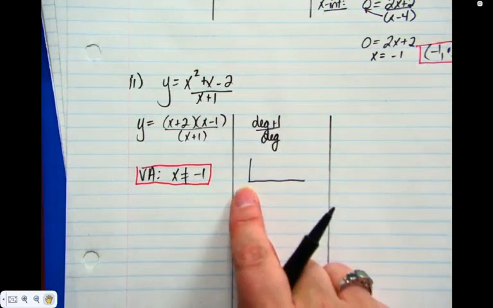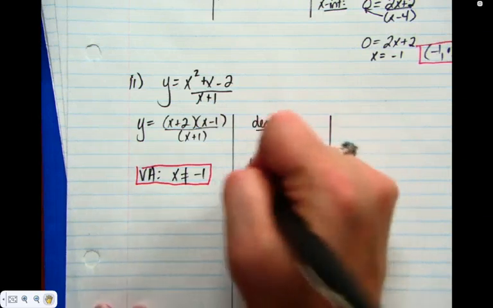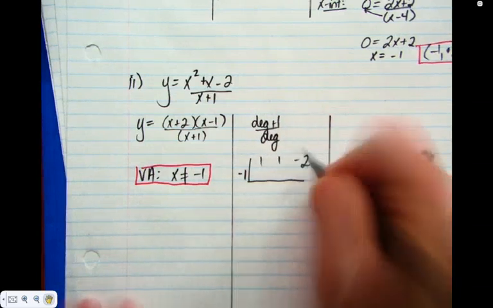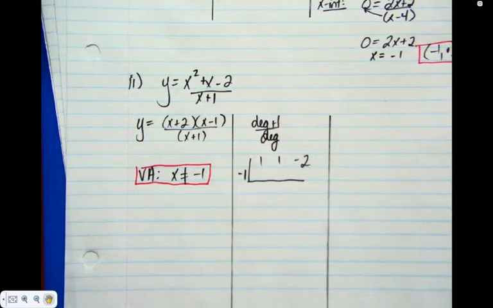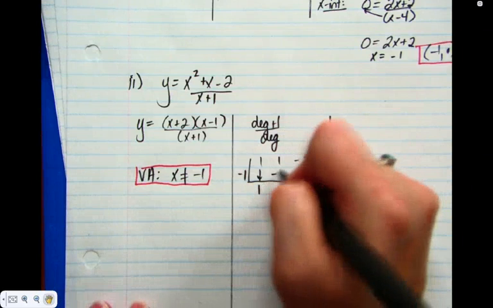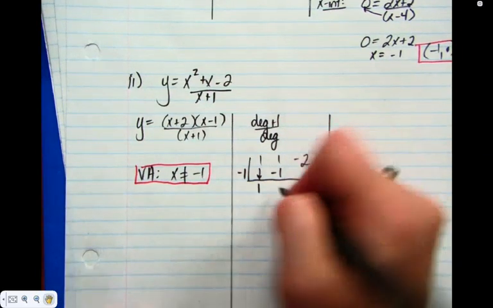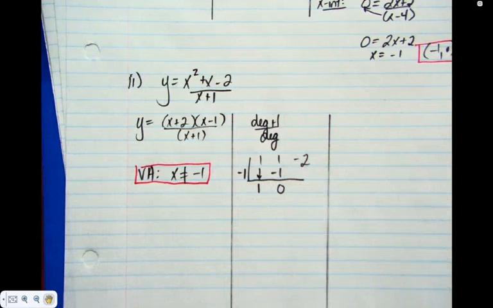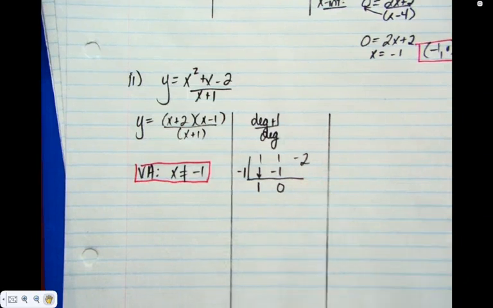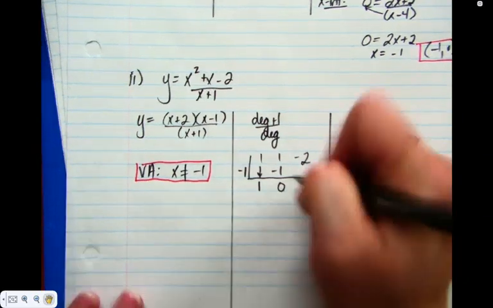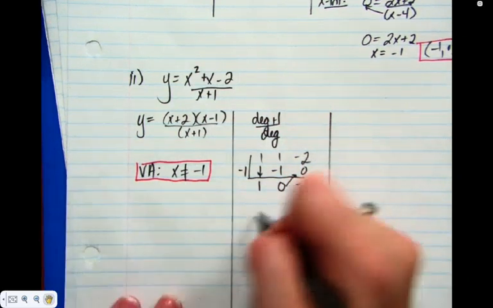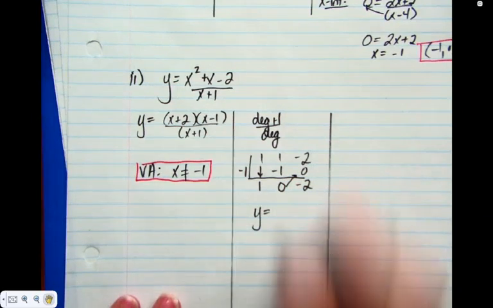What goes on the outside of our division sign? -1. What goes on the inside of our division sign? Drop the 1, times by -1. Add that column. Now really, you don't even have to do the rest of it because we know the numbers are relevant. I just want to do the rest because later on we need that number, so just to practice. Y equals just x.